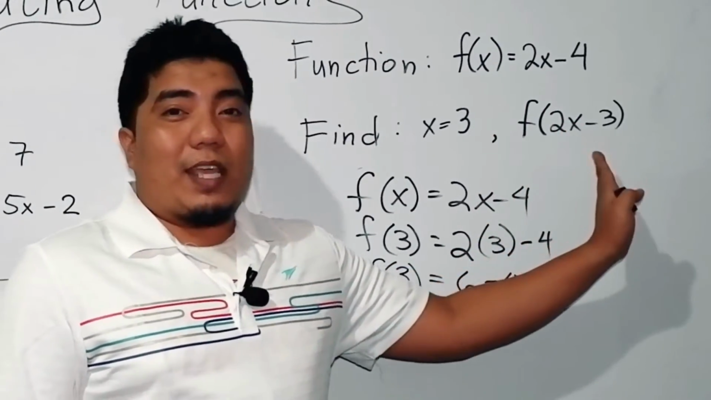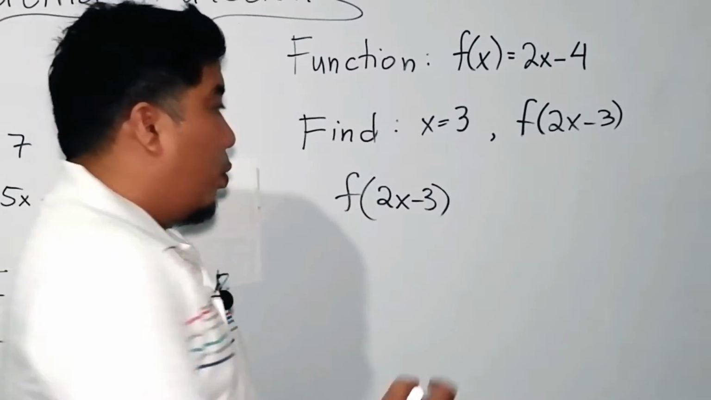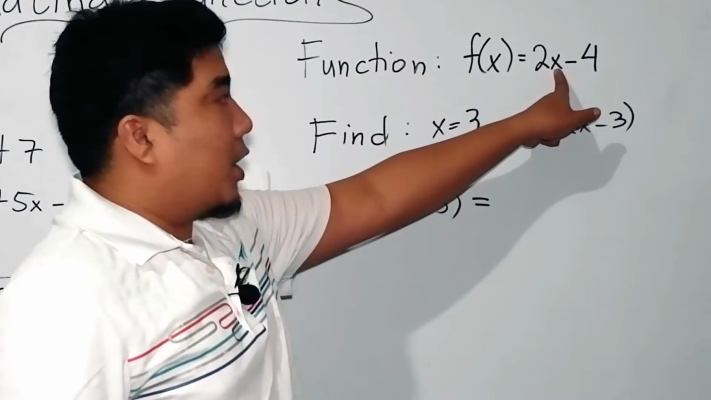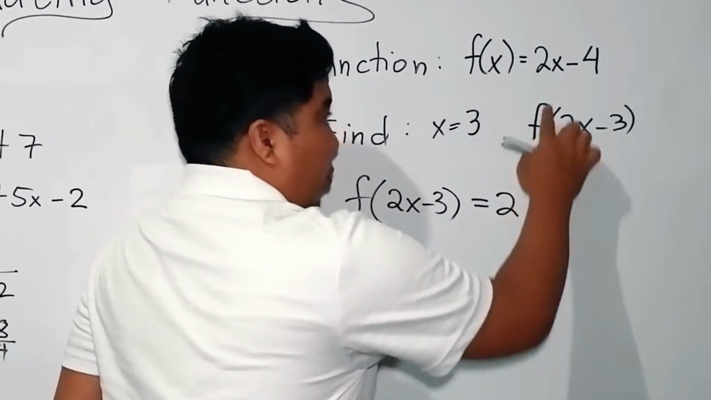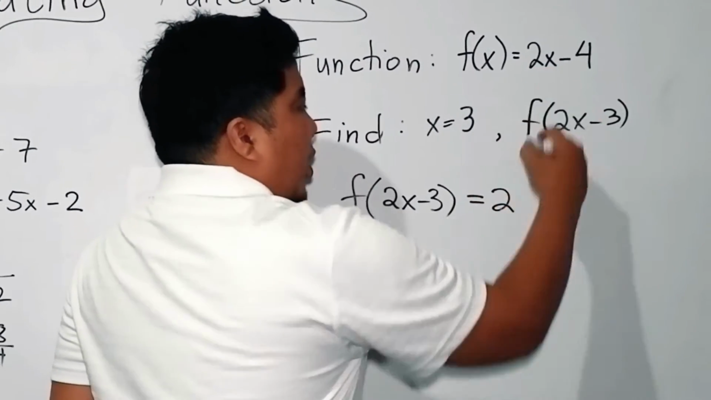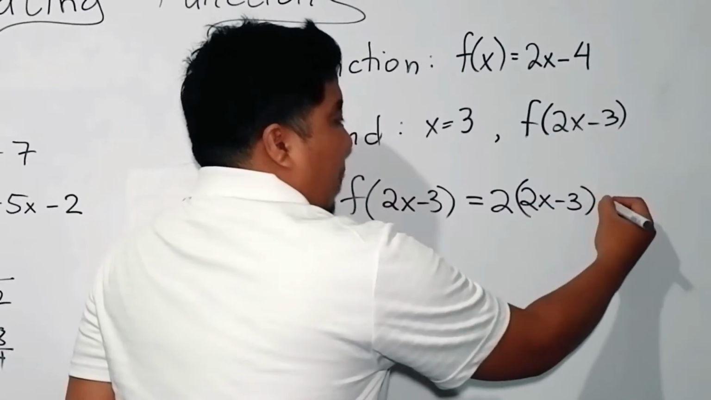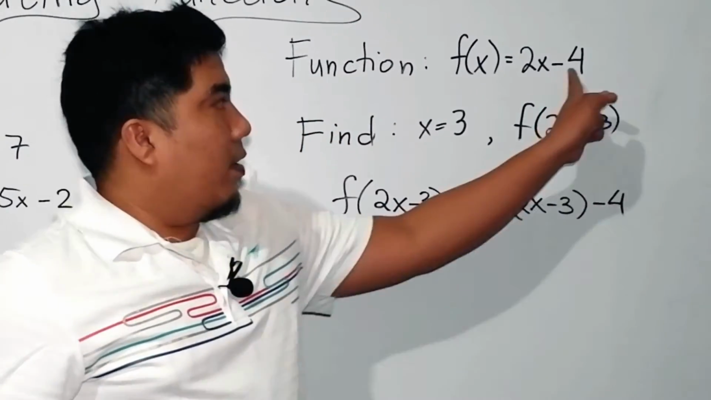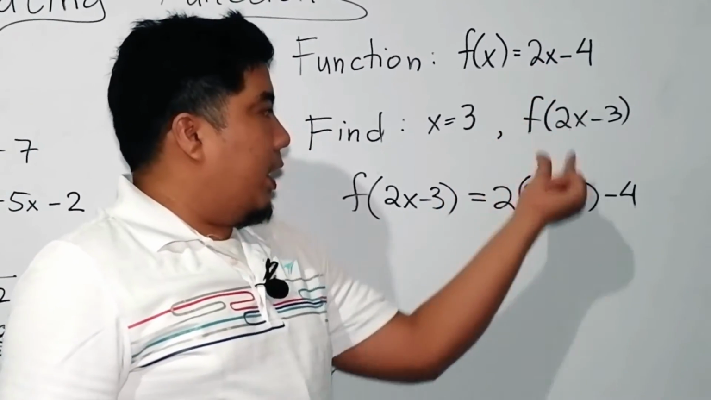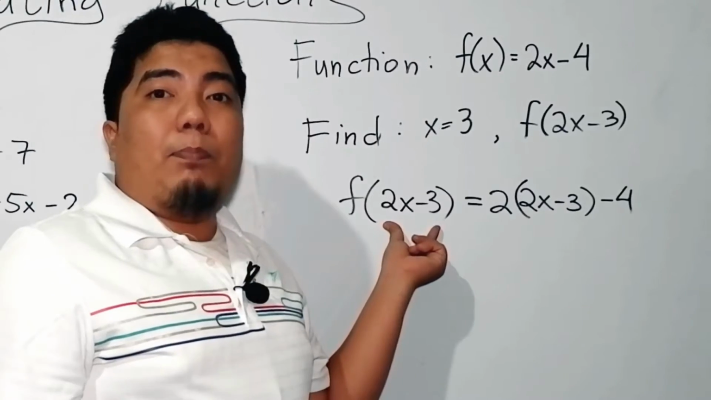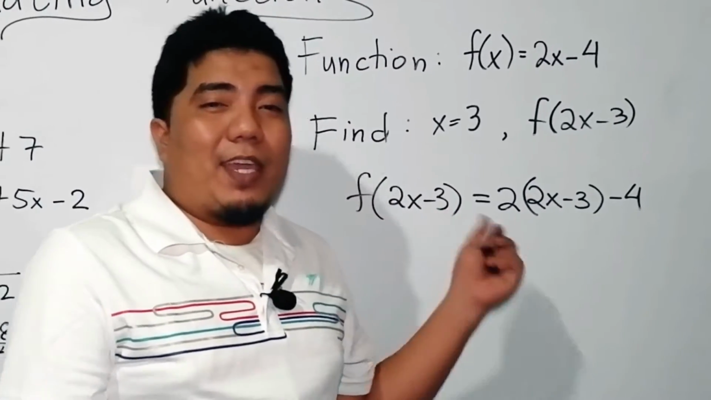Now, let's go to the second problem. In doing f of 2x minus 3, what you will do is change x here into this whole expression. So that will become 2, and then we change x into 2x minus 3. Then, you copy the other remaining terms, minus 4. As you can see here, our x is being replaced by our input value, which is 2x minus 3.